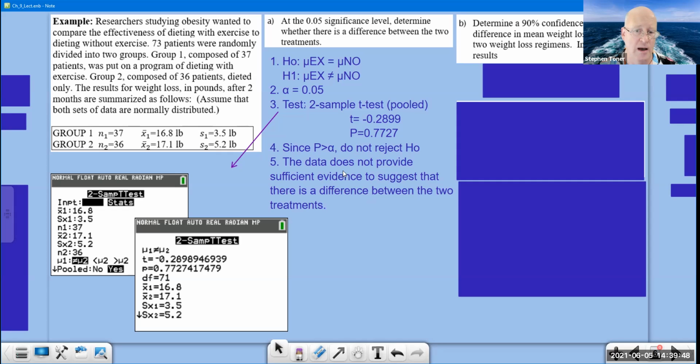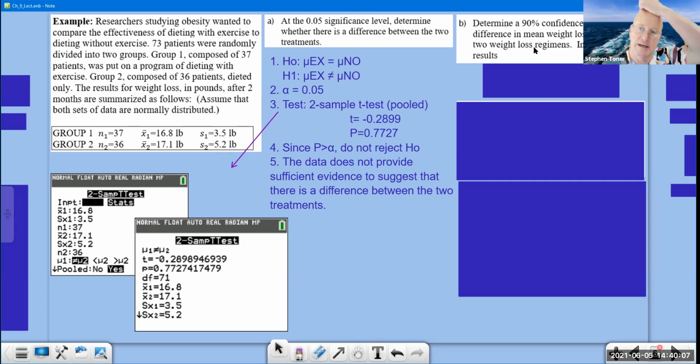The data does not provide sufficient evidence. That's what we say when we do not reject. And the second half is the alternate hypothesis, which says there's a difference. Does not provide sufficient evidence to suggest there is a difference. When there is a difference, that means they're not equal to each other.